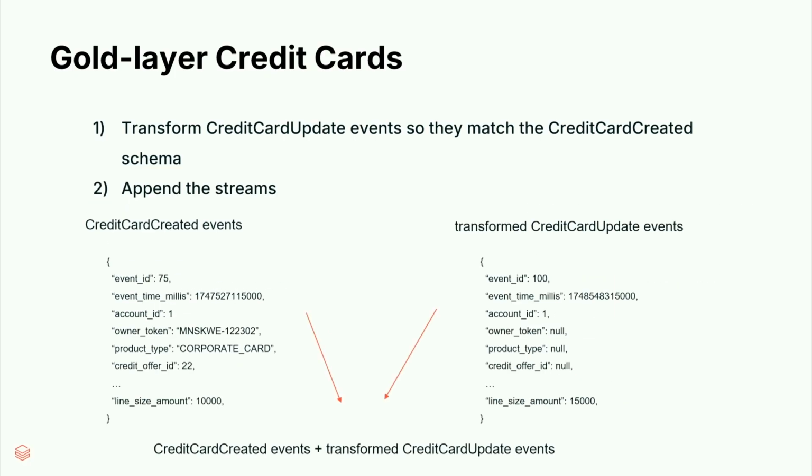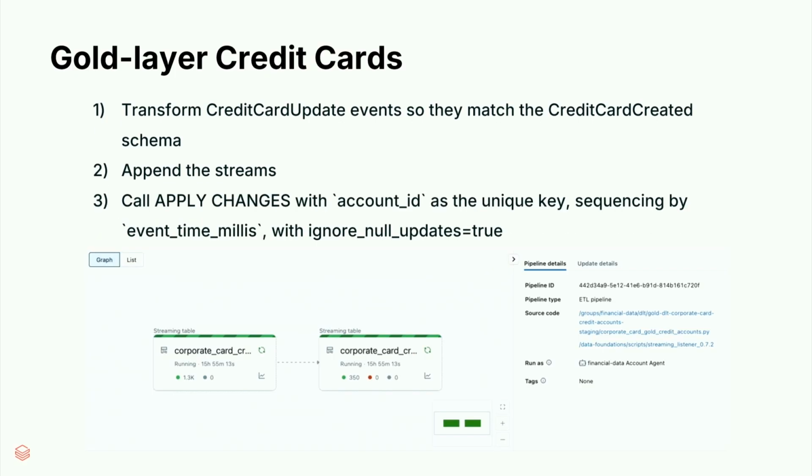And then our second step is just going to be appending the streams together. So we've got a single stream of credit card created and transformed credit card update events that all share the same schema. And once we've done that, we can just call apply changes as well on that appended stream with account ID as our unique key. And we are sequencing by event time milliseconds, which is just when the event occurred. And we are ignoring null updates. So when we do all those together with apply changes, we're able to output the desired table.